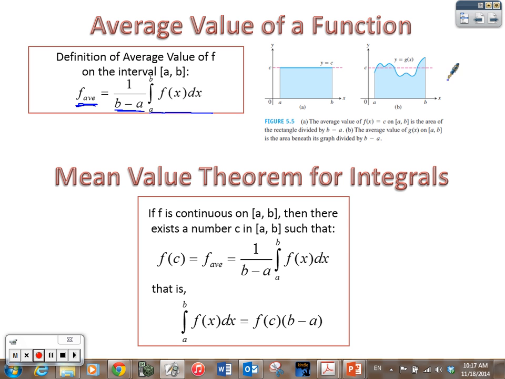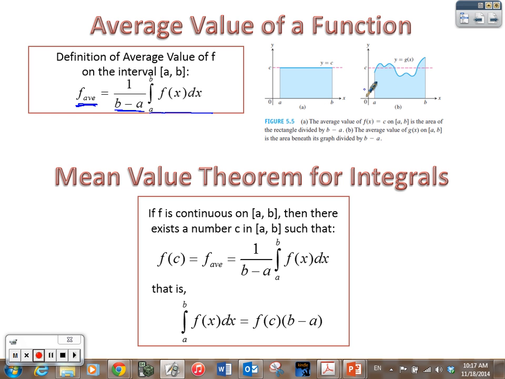And this is a picture of what that would look like. Here's the function g of x. It's what it looks like. This is our average value here in the little pink dotted line. And if we were to reconfigure this area, it would, in theory, make a rectangle. That's what they're trying to show. It's the average y value.